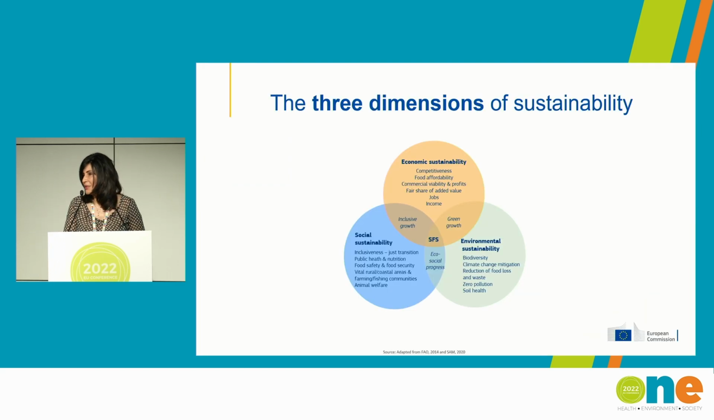When we talk about sustainability, and this is also the nice thing about the Farm to Fork strategy, we are talking about three dimensions of sustainability. We are covering environmental, social, and economic. This is very important, and it shows that we follow indeed the One Health approach, which is also the approach taken today by this conference.